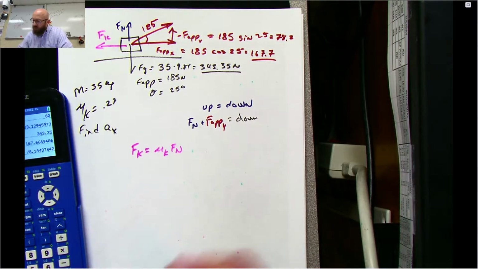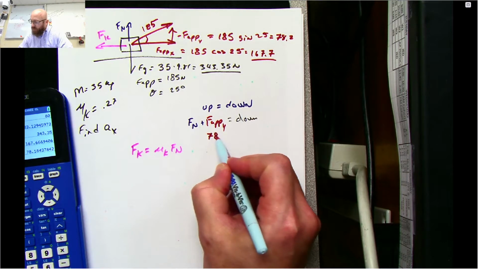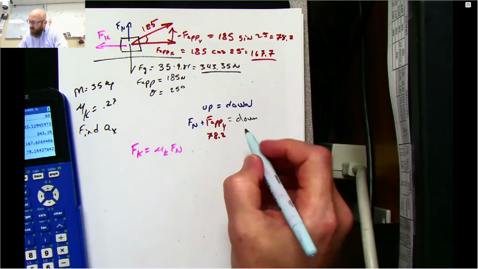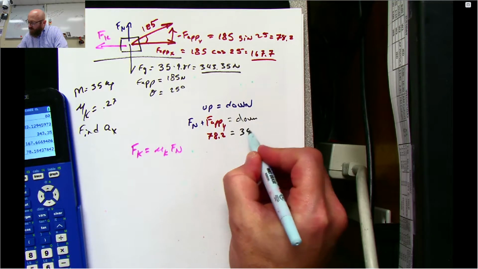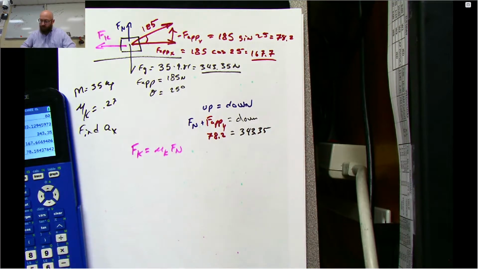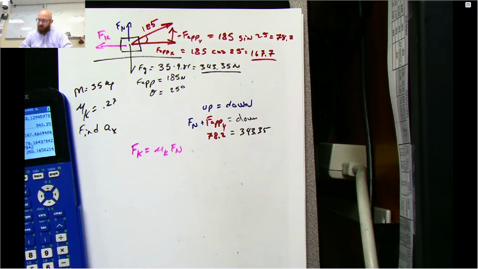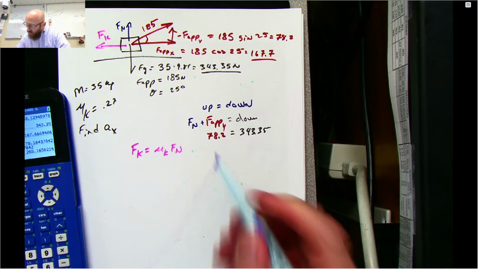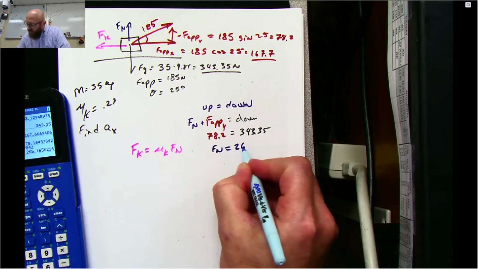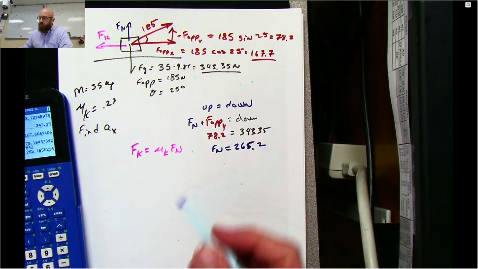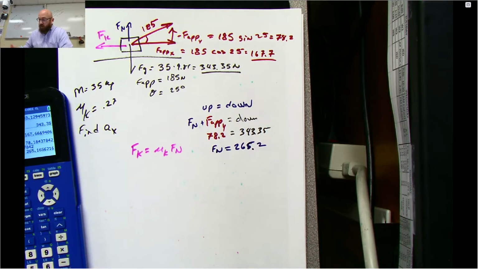We bring those down here, force applied in the y, 78.2. Our gravity, we said it was 343.35. 343 minus 78.2 gives us an F of n of 265.2. Wow, if I could write, that'd be awesome. So that's my F of n.